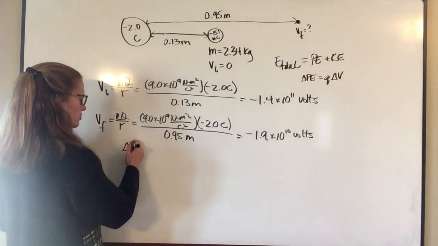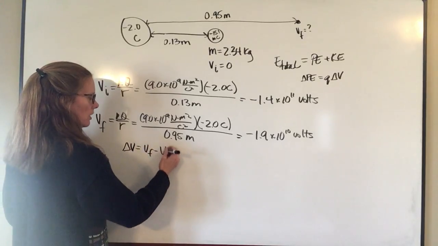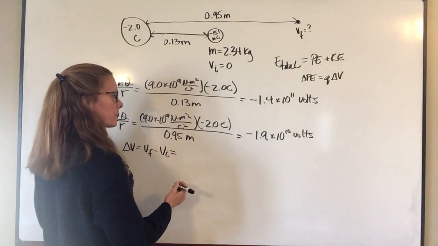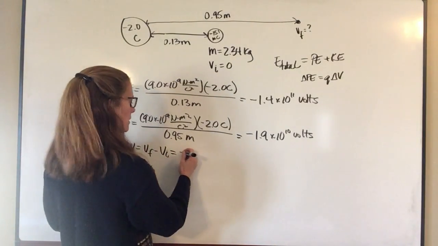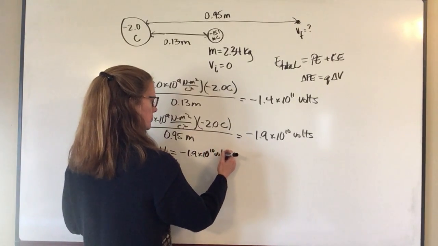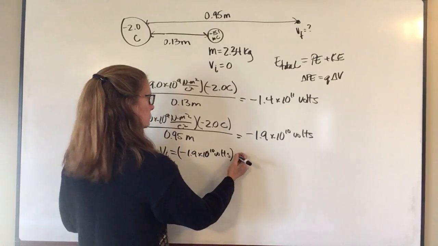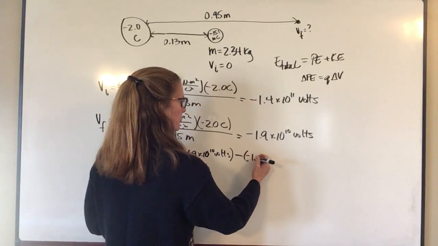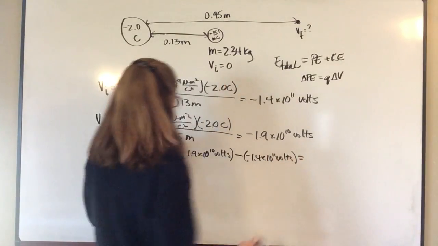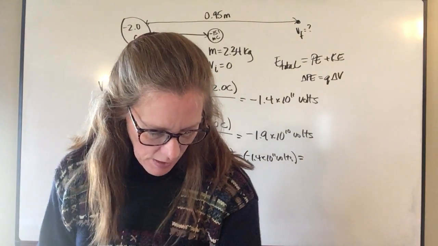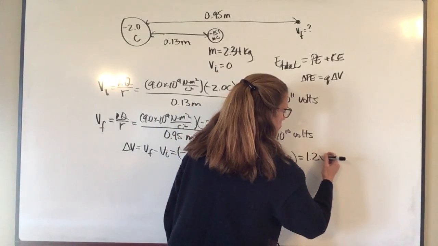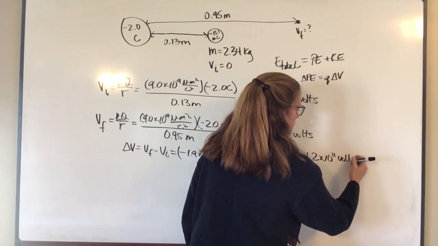Well, just like before, change in V equals V sub F minus V sub I, and these are capital V's because it's not velocity here. These are capital V's. So my final potential was negative 1.9 times 10 to the 10th volts. And I'm going to subtract the initial potential from that, negative 1.4 times 10 to the 11th volts. And when I do that subtraction, I end up with a positive 1.2 times 10 to the 11th volts.